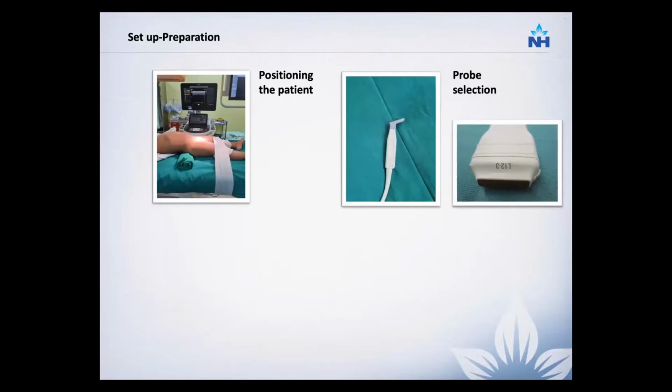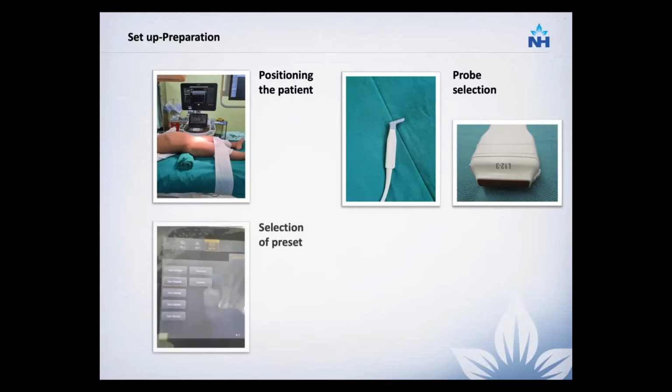So positioning of the patient, the second is selection of the probes. We need to select a probe which has a linear footprint and a high frequency so as to delineate the superficial structures better. In the cath lab here, we use most of the times the hockey stick probe or the L12-3 probe. Now, selection of the preset is the next point. We select the superficial vascular preset again to get better imaging.